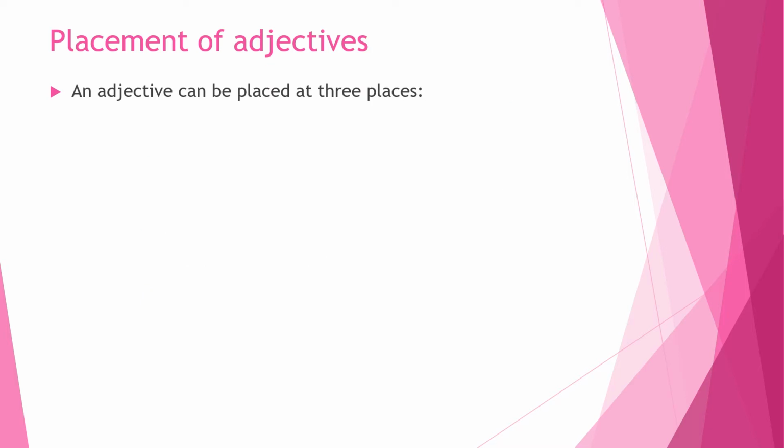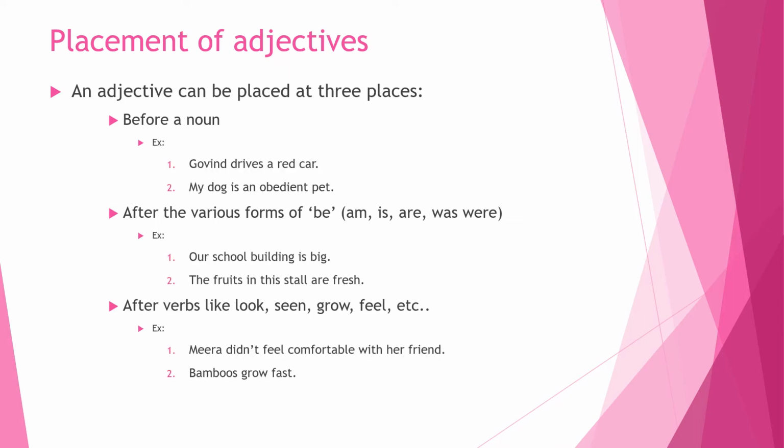Now, let us learn where to place an adjective in a sentence. An adjective can be placed at 3 places. First one, before a noun. For example, Govind drives a red car. In this example, car is a noun and we place an adjective red before the noun, that is car.